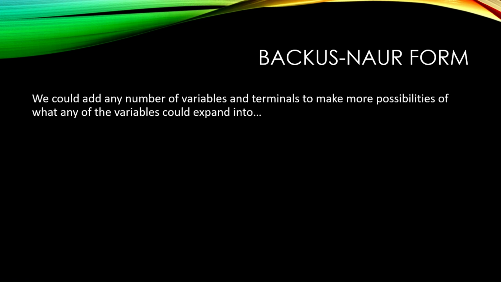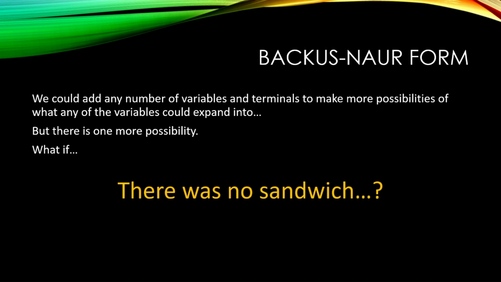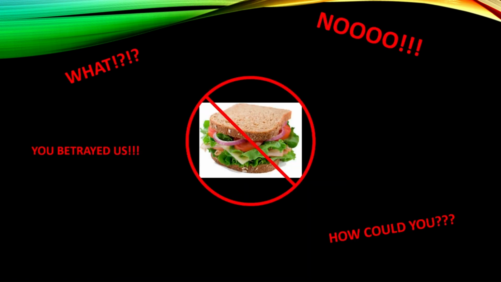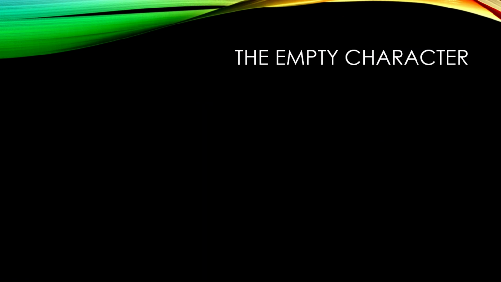So we could add any number of variables and terminals to make more possibilities of what any of the variables could expand into. But there is one more possibility. What if there was no sandwich? So the empty character, we had these expansions before.